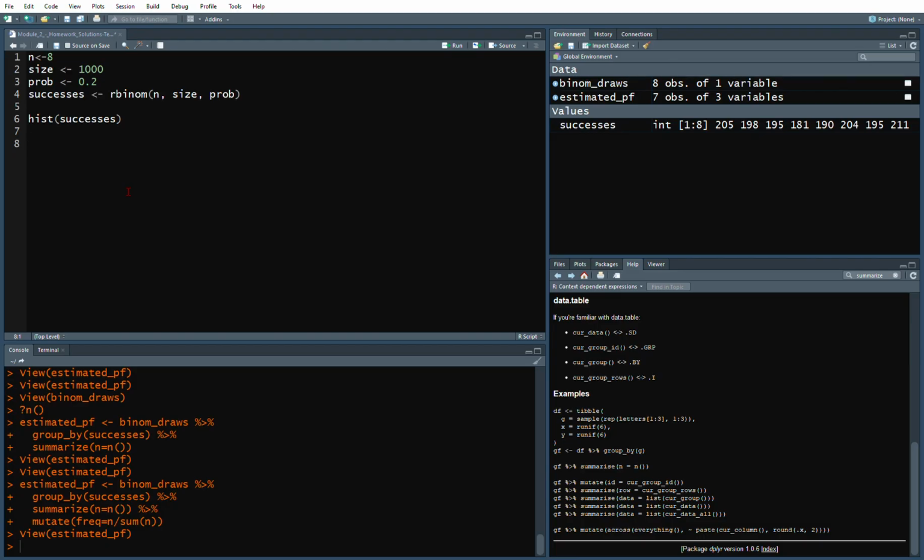Now I'm going to move to the next question. The next question is: R has two built-in functions related to binomial random variables. One is dbinom and the other is pbinom. Look up these functions and use them to answer the questions below.